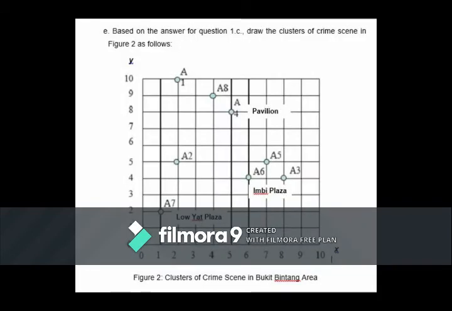Okay, for the last one, question E. Based on the answer for question 1C, draw the cluster of crime scene in figure 2 as follow. So there are 8 points plotted in the graph, in the figure. So there are three divisions, P, Q, R. So we need to classify which of them belong to, where are they belong to. Okay, so I will show you my drawings.